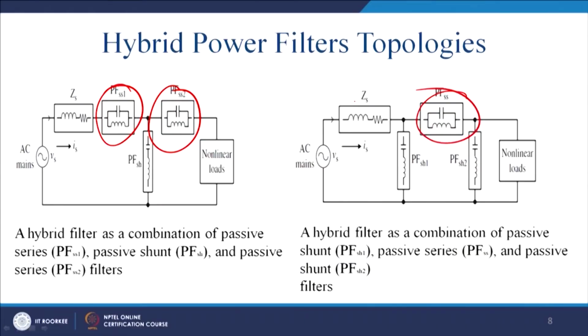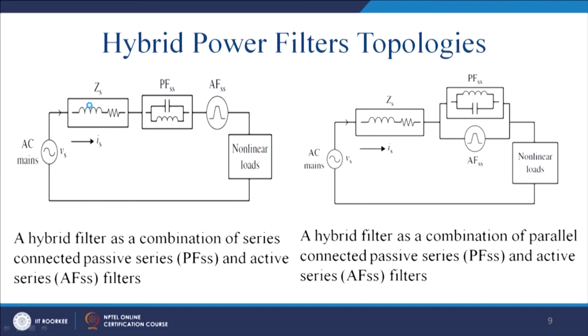So, this is a two passive series filter and one shunt passive filter, and here it is, we call it a pi network, where you have two passive shunt and one passive series network. This is also called the hybrid filter as a combination of the passive shunt and passive series and the passive shunt. This is generally called the pi network, and this is generally called the T network. Now, in between you will replace something.